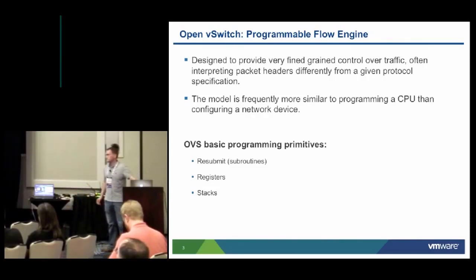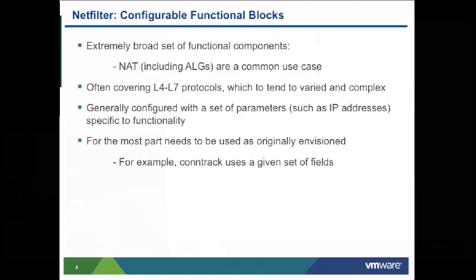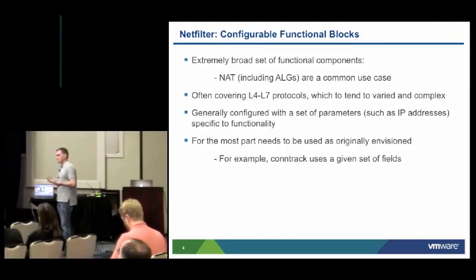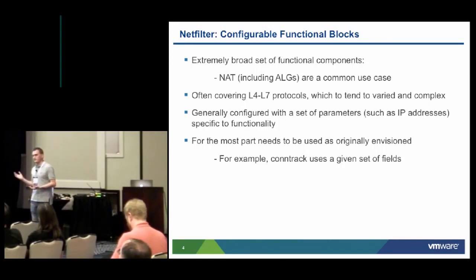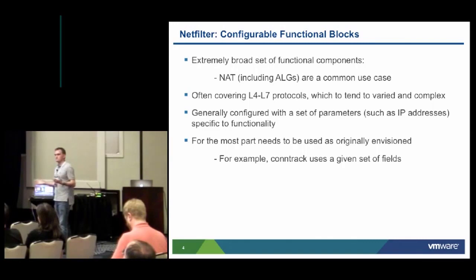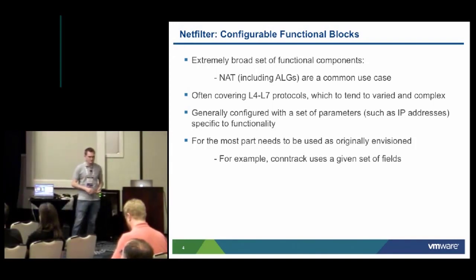However, that doesn't work quite as well for other types of services, which, as I mentioned, are much more complex. This is where you have something like NetFilter and all these existing networking components. It's a huge library of code out there. Just imagine the range of things that you might want to do with a common use case such as NAT. It really starts to grow and grow once you start thinking about ALGs and different protocols. Not only is it hard to fit into a flow-based model, but it's a lot of code that you definitely want to take advantage of.